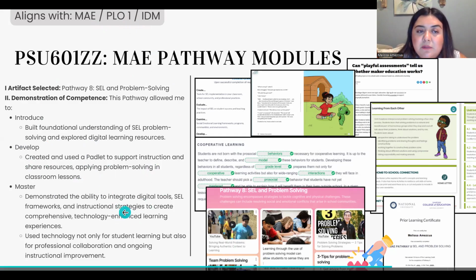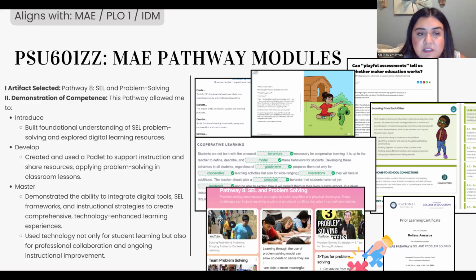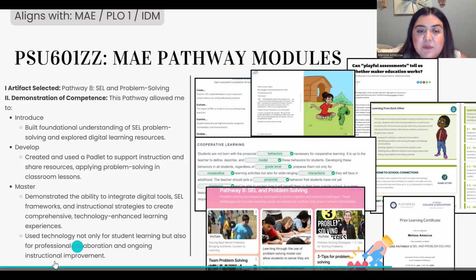And at a mastery level, again, it not only went beyond creating these digital tools, but actually implementing them and demonstrating the ability to integrate digital tools using the SEL framework and instructional strategies to create a comprehensive and technology enhanced learning experience. So again, it's really using the online unit that I had access to while completing these pathways to work with my students. And I use technology not only for the students, but also for my own professional collaboration when working with colleagues.